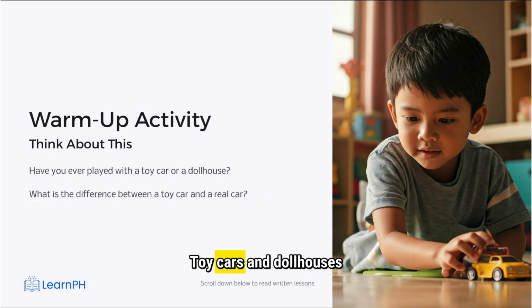Toy cars and doll houses are scaled down versions of real objects. They help us understand the structure and function of their full size counterparts. While a toy car lacks a real engine, it still represents the car's shape and design. Similarly, a dollhouse mimics the layout of a real house, aiding in visualization and comprehension.